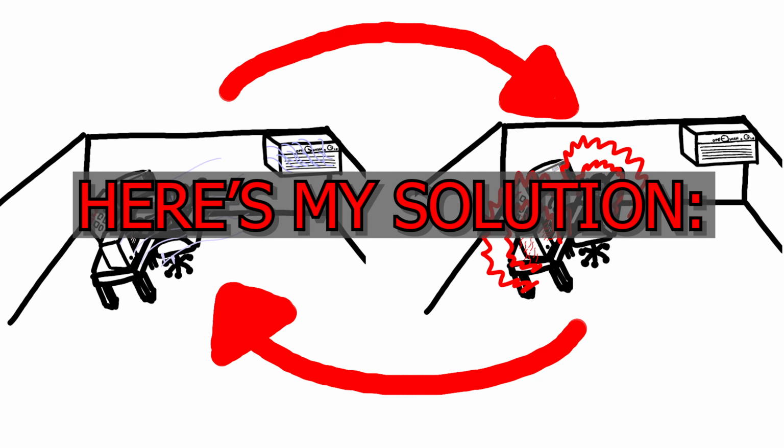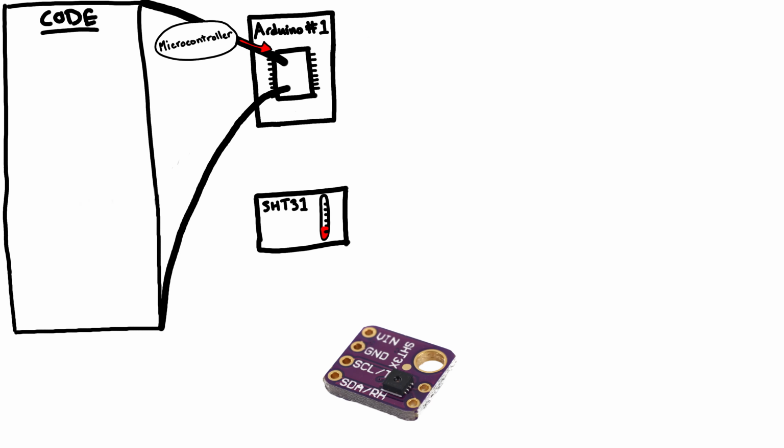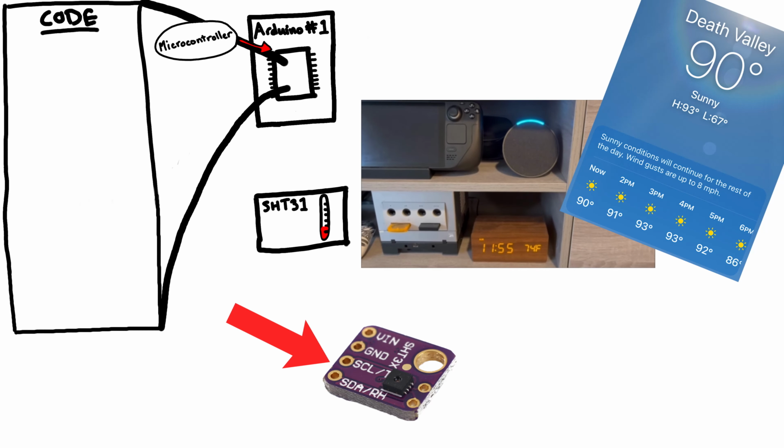So here's my solution. Here's Arduino 1. Arduino boards have microcontrollers, which are used to process code. I bought an SHT31, which is a temperature sensor compatible with Arduino. It's basically a thermometer with input-output signals being a couple wires instead of a screen or Alexa. Right now, it's 72 degrees Fahrenheit.